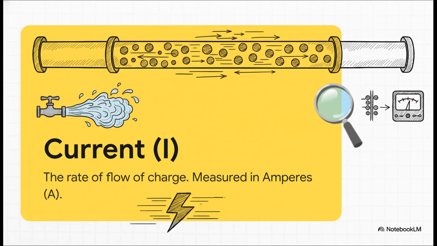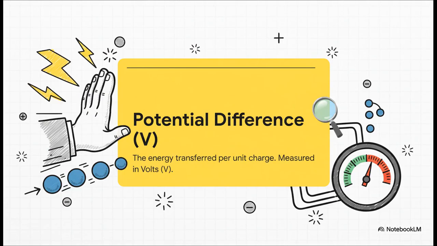Okay, so if charge is the water, then what's current? Well, current, or I, is how fast that water is flowing. It's the rate of flow of the charge. We're talking about how many coulombs of charge are zooming past a certain point every single second. And that flow, that's what we measure in amperes, or as you probably know them, amps. And that brings us to our third and final player, potential difference. You almost certainly know it better as voltage, or V.